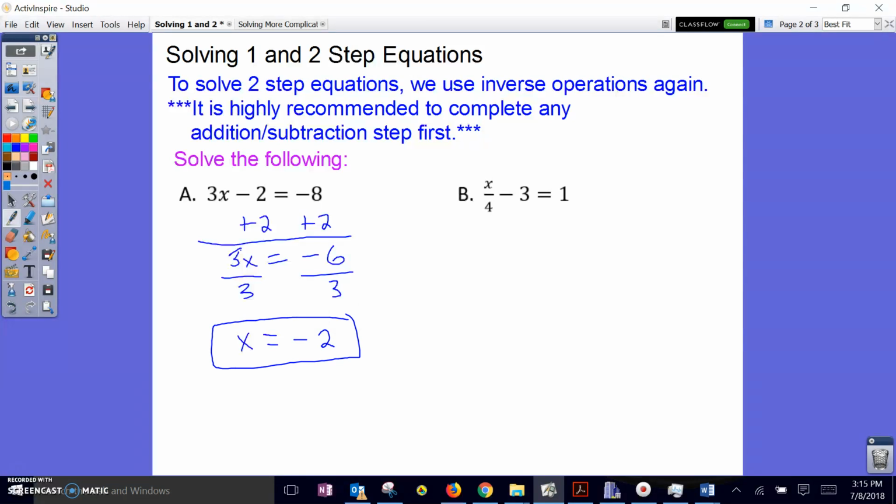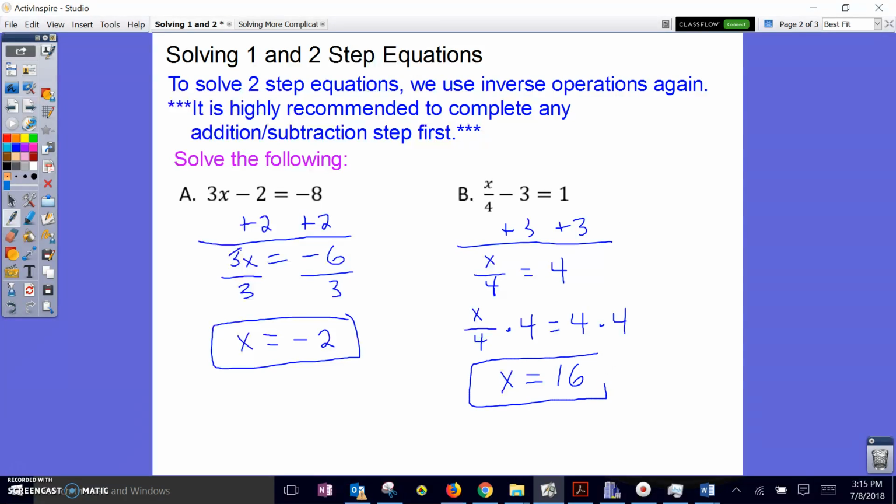And in part B, we're going to undo the addition subtraction step first. So we've got a subtraction, minus 3. So we're going to add 3 to both sides. And we've got x over 4 equals 4. And now we want to undo the division by 4. To undo division, we multiply. So we multiply both sides by 4. We end up with x on the left and 16 on the right.